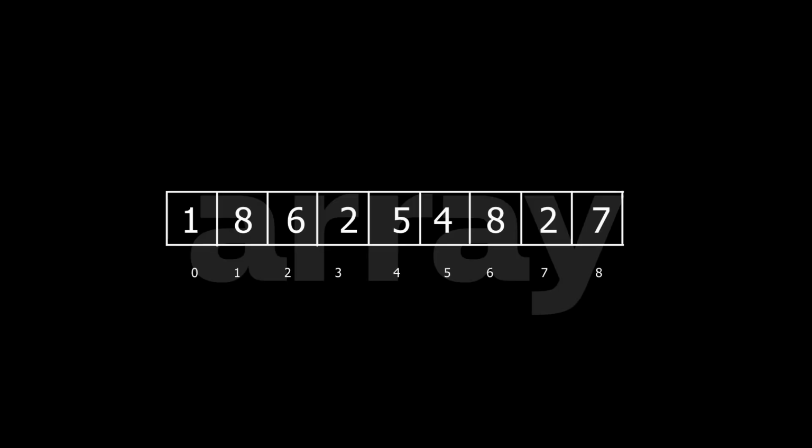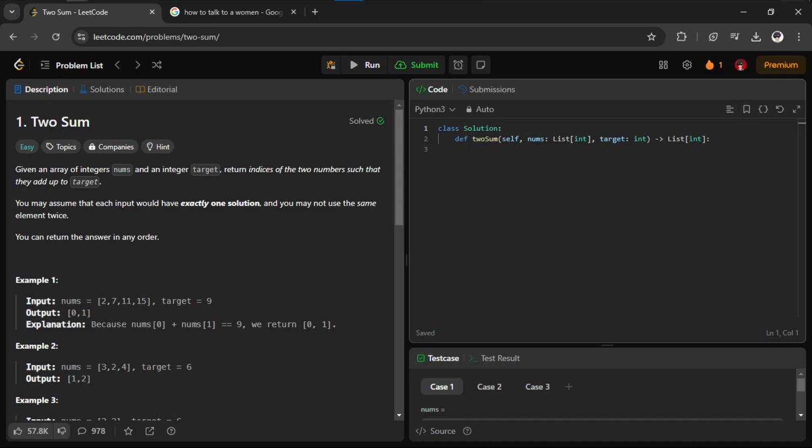This is an array. It is a data structure with a collection of elements of the same data type. And this is an array question on leetcode, which is asking us to find the indices of two numbers that will add up to a target value which is already given to us.